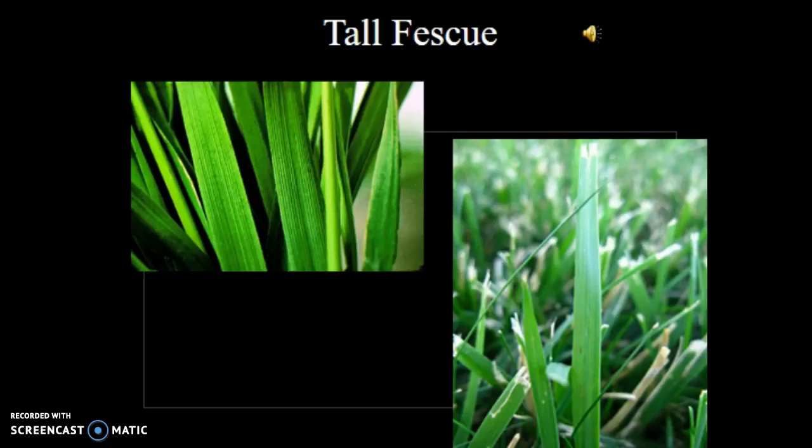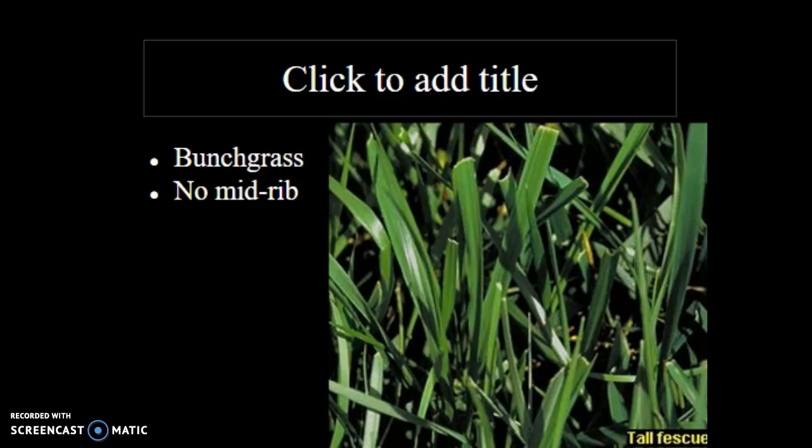The next one is tall fescue. One thing you'll notice about tall fescue right off the bat, once again, it's turf grass. It's one that we commonly use in Nebraska. It's not going to have that really defined midrib. You can see that all those veins are very similar there. Same thing in this picture here. The veins are going to run parallel, and they're not necessarily going to have that outstanding midrib. It is considered a bunch grass. It will grow in bunches, as well as we already talked about the fact that it has no midrib.